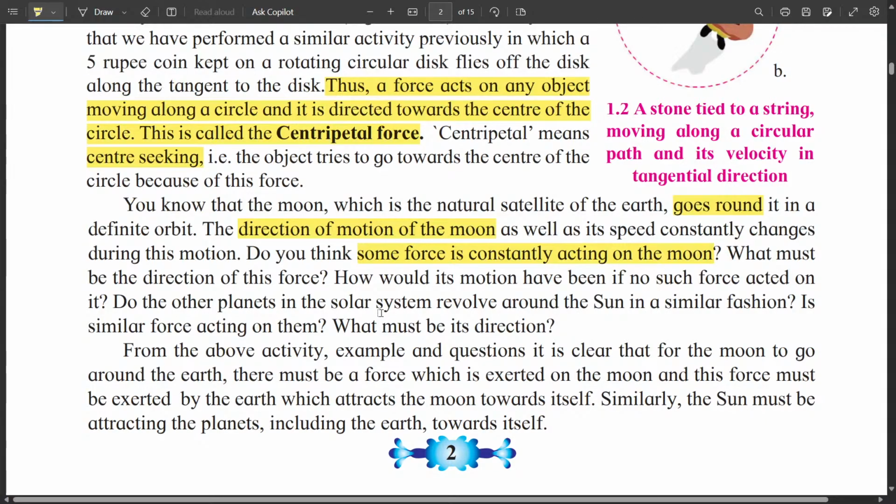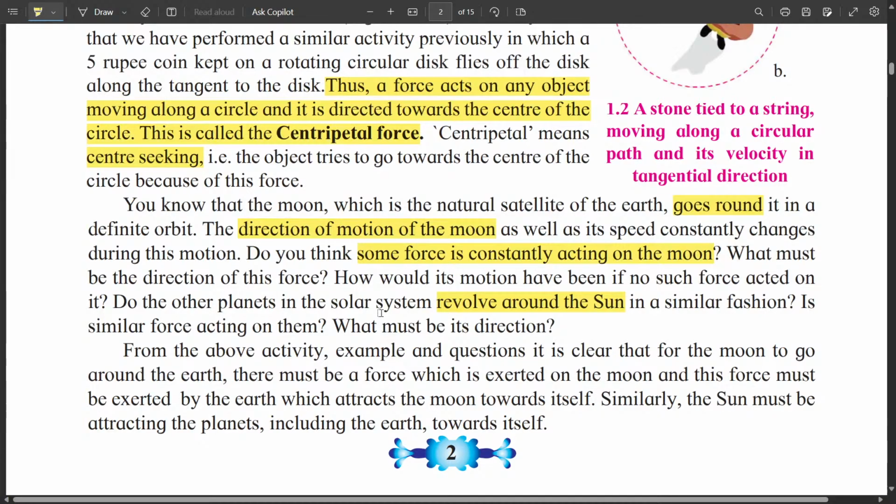And that force should be acting towards the center of the earth. So Newton thought it might be the same force that is forcing the apple to fall down. Similarly, earth also revolves around the sun. So a similar kind of force must be present between earth and sun, or all other planets and sun.